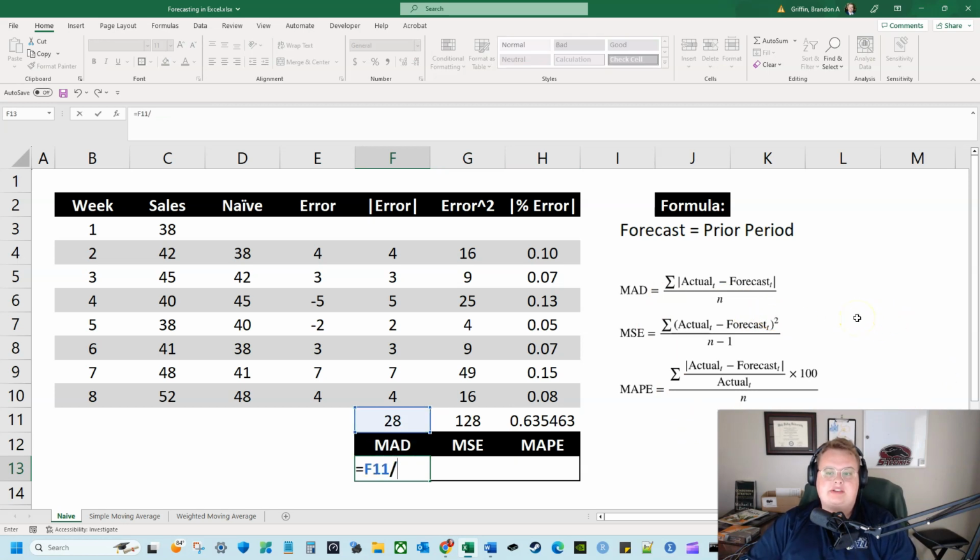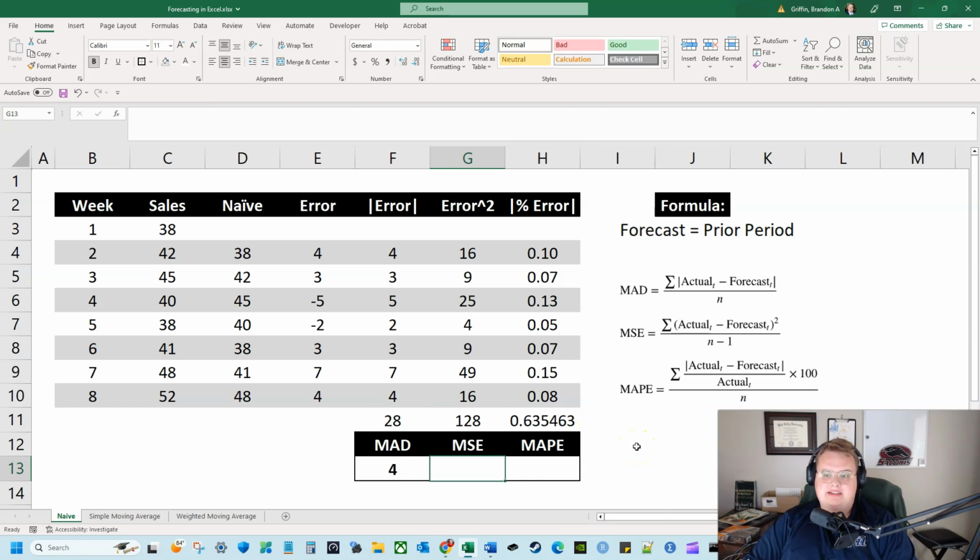All right. Now, to calculate MAD, all I'm going to do is take 28 and divide that by how many forecasting periods I had. So I have 8 weeks here, but I only forecasted 7 weeks. That's in this example. If you were to extend that to week 9, you would simply do however many forecasting periods you had. So 9, but you skipped week 1, leads you to 8. But here I only have 7 forecasting periods. That's week 2, 3, 4, 5, 6, 7, 8. So I'm going to do 28 divided by 7. So that gives me an MAD of 4.